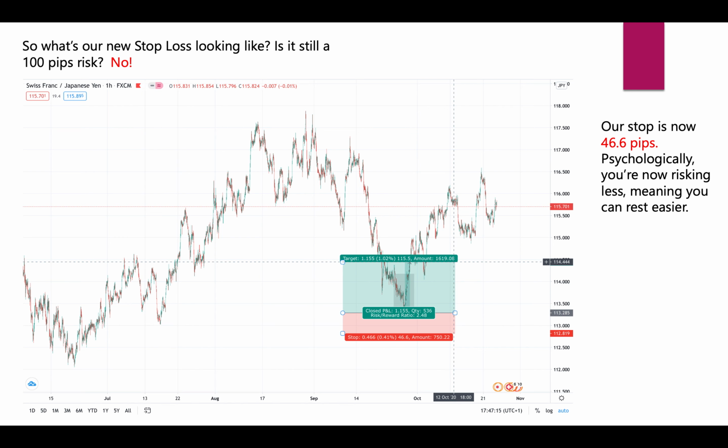Psychologically, you're now risking less, meaning you can rest easier. If you know that you've cut your stop loss in half, you're not going to be checking the app all the time, because you know you're losing a lot less than you would have had you not lowered that time frame. So let me ask you, would you rather lose 100 pips or 46 pips? You'd lose 46, 100%. However, can we take it a step further? 100%, yes we can, guys. We're going to try and lower that even more.